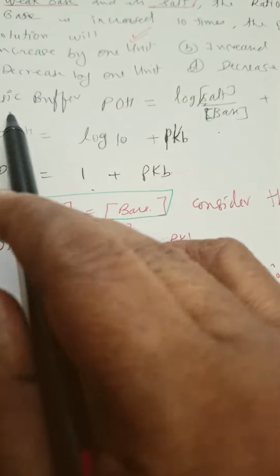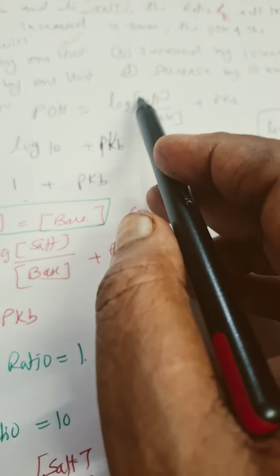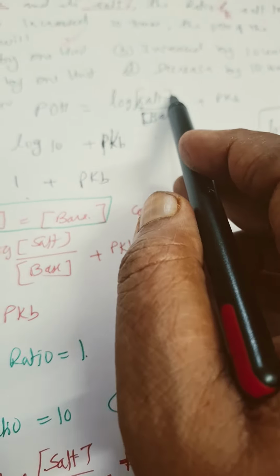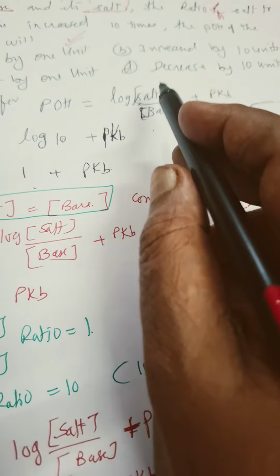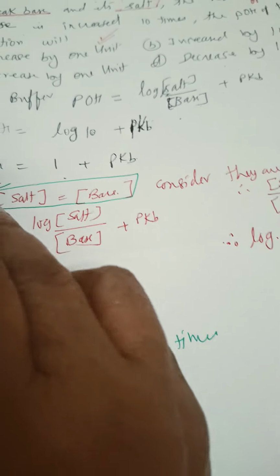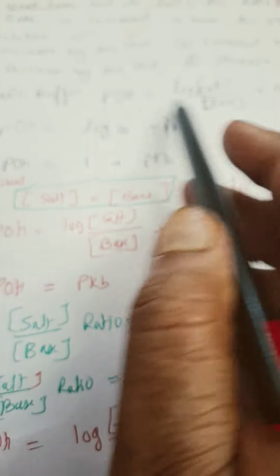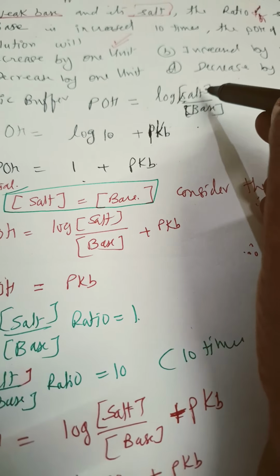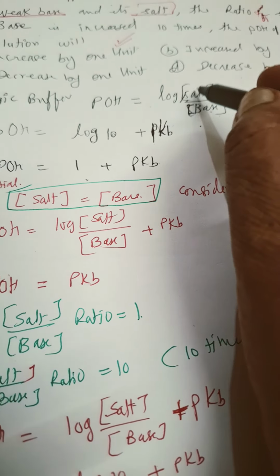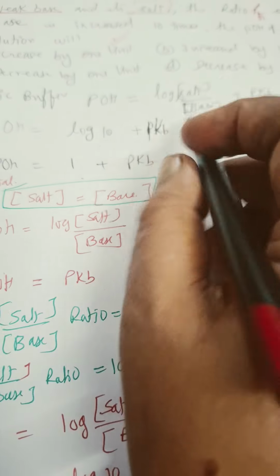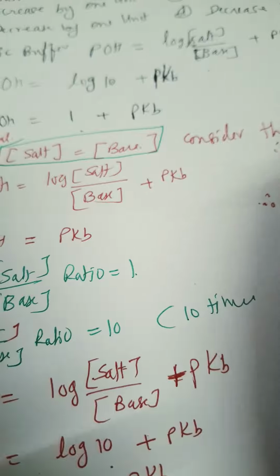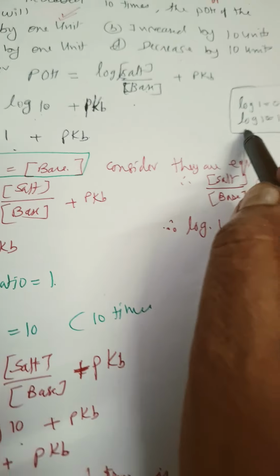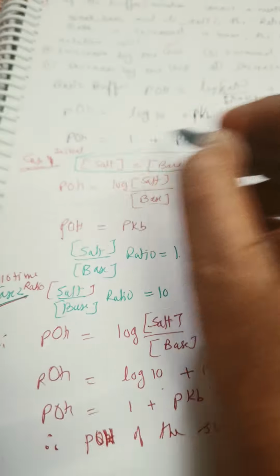Why is it so? You should know that in case of a basic buffer we will use the formula pOH is equal to log of molar concentration of salt divided by molar concentration of base plus pKb. Now here I have given the answer. The ratio is 10 times, so we remove this and we can say log 10, because it is 10 times. So pOH is equal to log 10 plus pKb. So pOH increases by 1 because log 1 is equal to 0 and log 10 is equal to 1. So it is increased by 1.